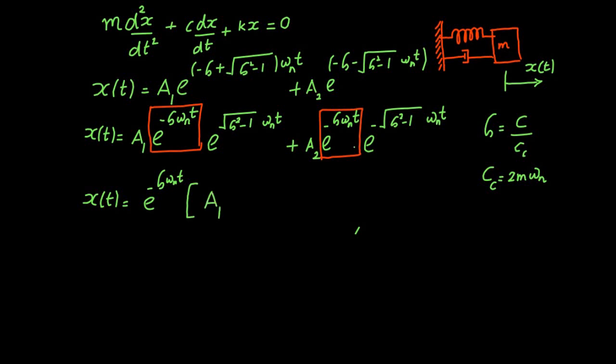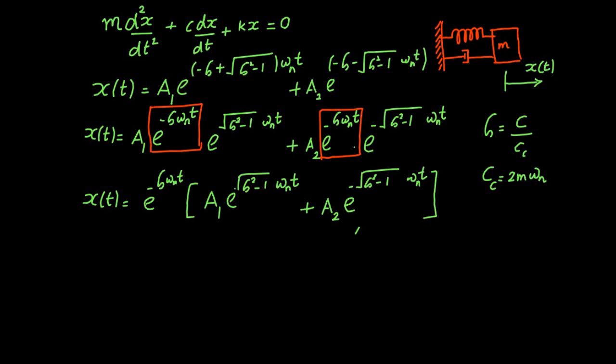into a1 into e power square root of eta square minus 1 into omega n into t plus a2 into e raised to the power minus square root of eta square minus 1 into omega n into t. So I'm taking the common terms outside. So okay, so far we have just mathematically arranged the equations.